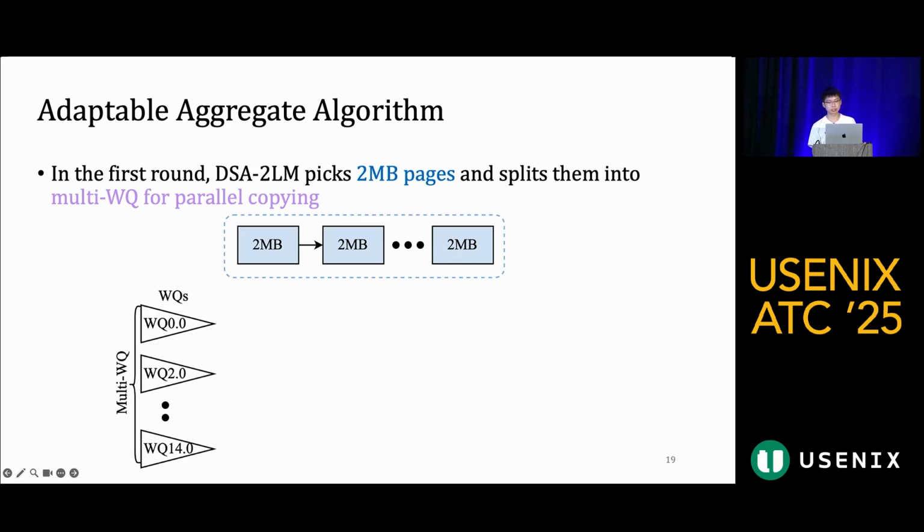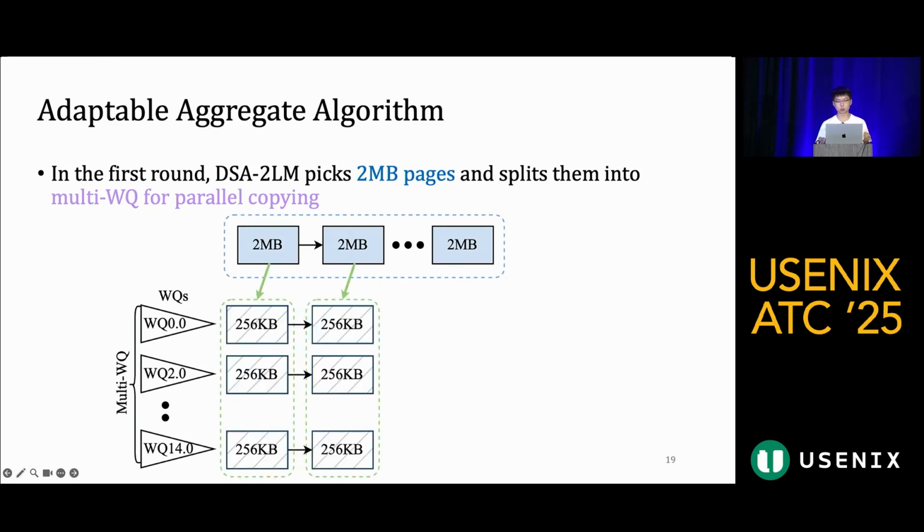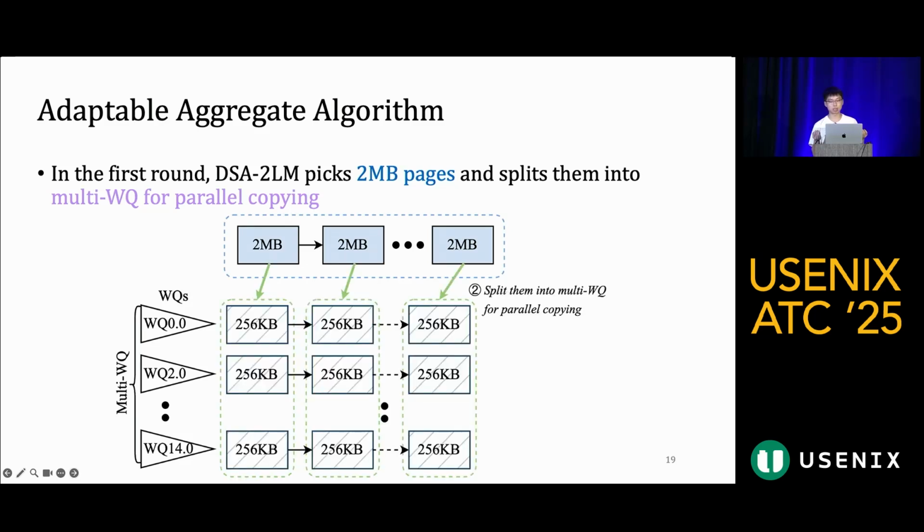Then, the algorithm splits each 2 megabyte page into smaller slices and distributes them across multiple work queues for parallel copying. For example, assume there are 8 available work queues. Each slice would be 1/8 of 2 megabytes. That is 256 kilobytes.